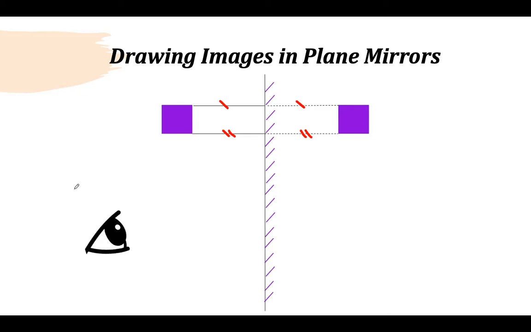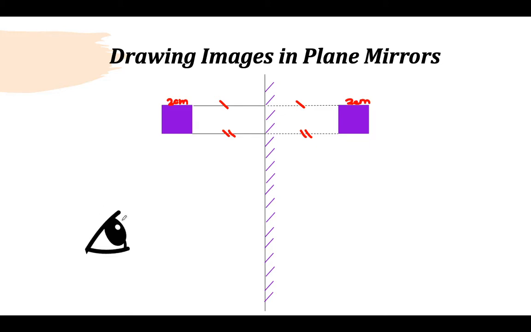Something else that I want to do is make sure that I've got the object exactly replicated as my image. So say, for example, that this side is 2 centimeters. I want to make sure that when I draw the image over on this side, I'm doing 2 centimeters as well. So I've drawn my image. Now I'm going to have to draw those lines.